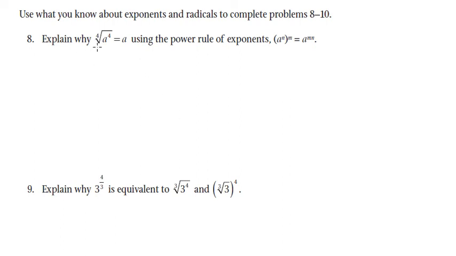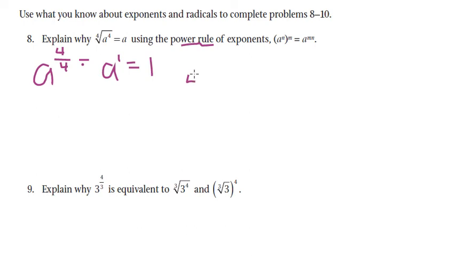So what you really have here is a to the power of 4, and the fourth root of that. That's an exponent, and that's a root. So we know that this is actually a to the power of 4 divided by 4, which is just a to the power of 1, which is just a. So that's why this works, thinking about our conversion, but it's asking us to use the power rule.